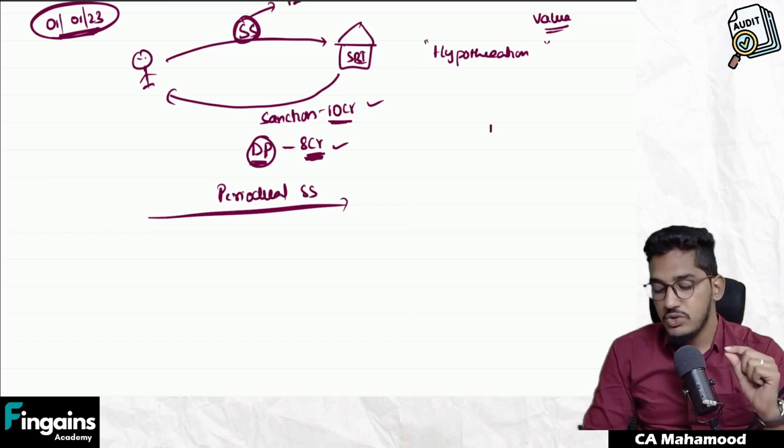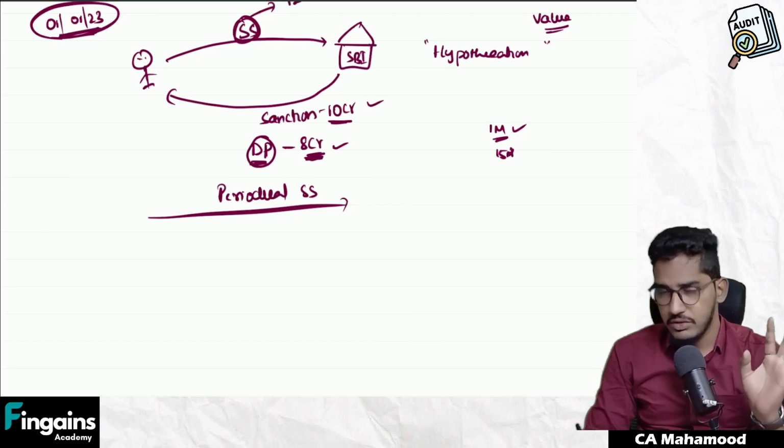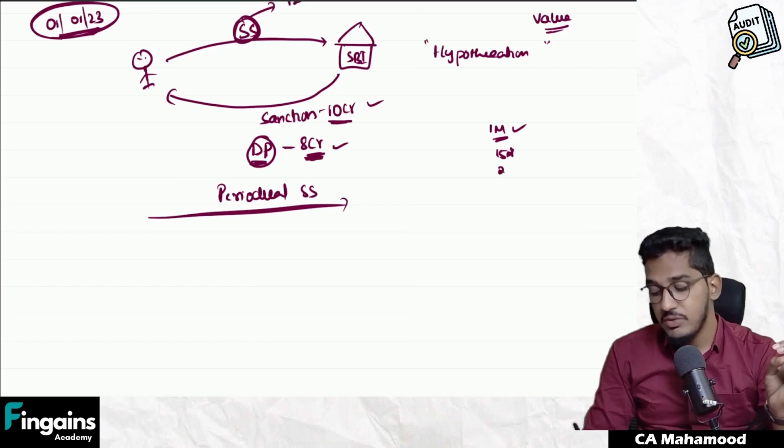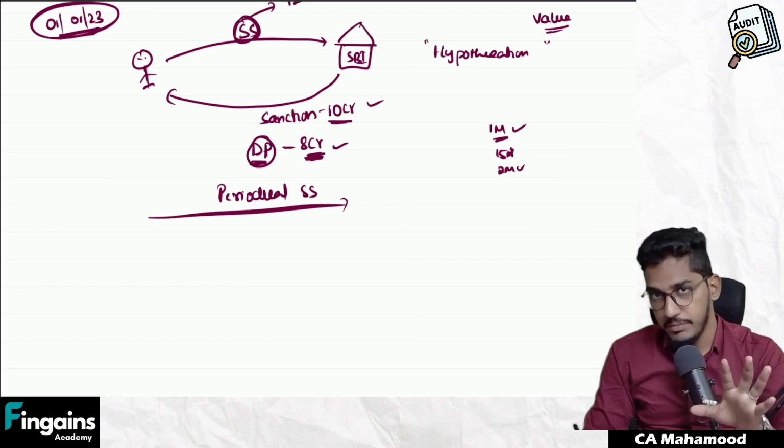See, if the banker wants to get the stock statement once in every month, it is fine. Some banks will say we want the stock statement every 15 days. Fine, no problem. Some banks will say, sir, we want stock statements every 2 months. No problem.